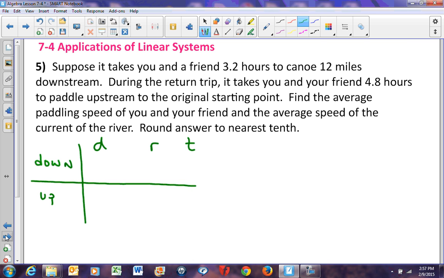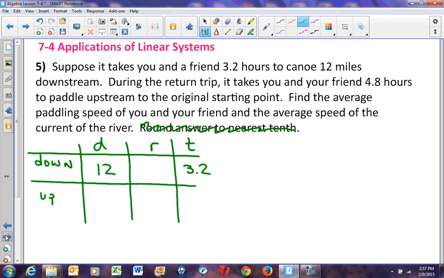Distance, rate, time. And you don't ever round your answers to the nearest 10. Ignore that. Right? So, suppose it takes you and a friend 3.2 hours, so we'll put 3.2 in here, to canoe 12 miles downstream. During the return trip, it takes you and your friend 4.8 hours to paddle upstream to the original starting point, which means the distance is the same. Okay, we need the average paddling speed, and we need the average speed of the current.